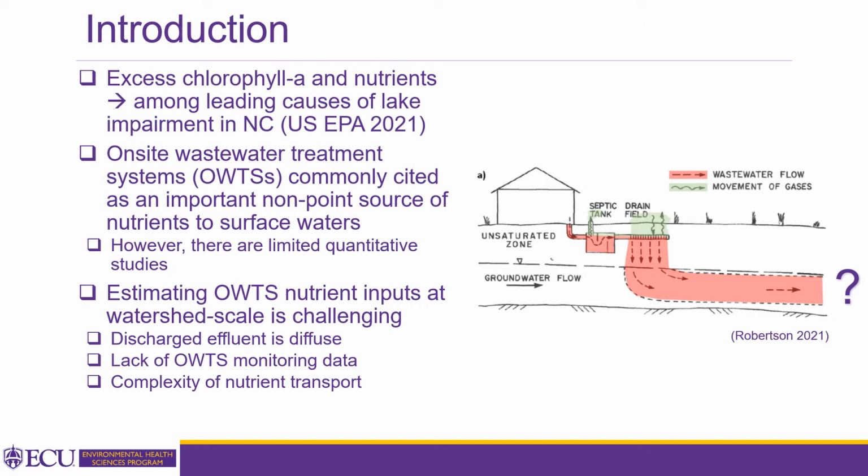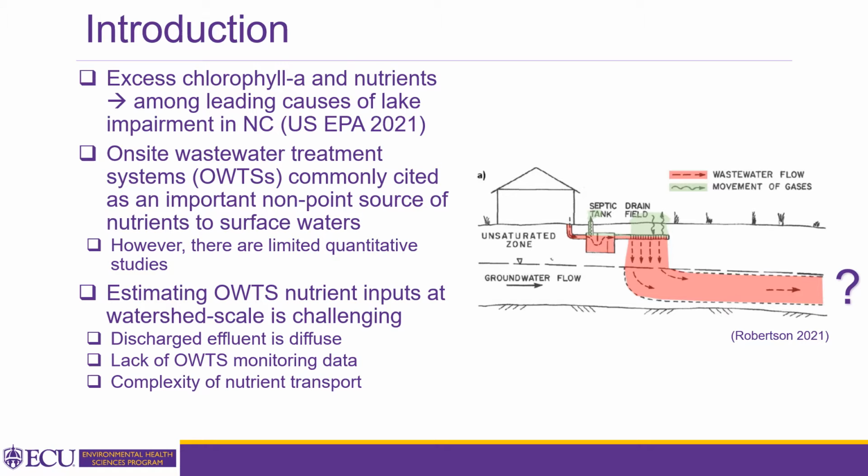So to give a bit of background, in North Carolina, excessive chlorophyll A and nutrients are among the leading causes of lake impairment. In fact, septic systems are commonly cited as an important non-point source of nutrients to surface water. However, there are limited quantitative studies that have estimates of septic-derived nutrient inputs to surface waters, especially at the watershed scale. I think this is due in part to how challenging it is to generate accurate estimates of septic nutrient inputs to watersheds. And I've listed some of these reasons here as to why it's so challenging.